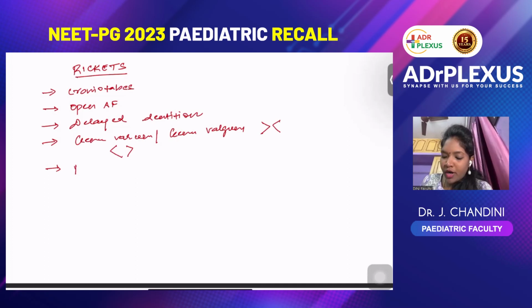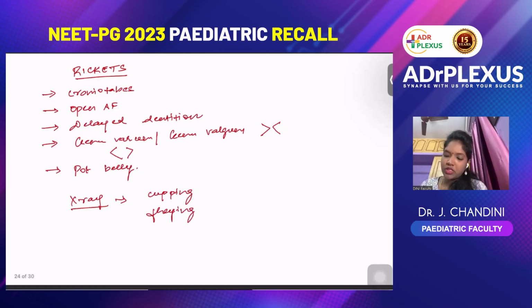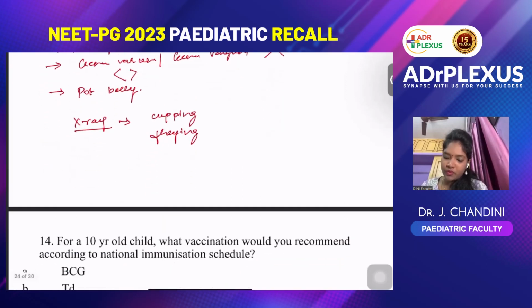Then you will have quad belly. All these are some of the head to foot features of rickets. Okay. So what do you see in X-ray? In X-ray, you will see cupping and fraying of long bones. Cupping and fraying of long bones is seen in X-ray. Okay. So this is about rickets.